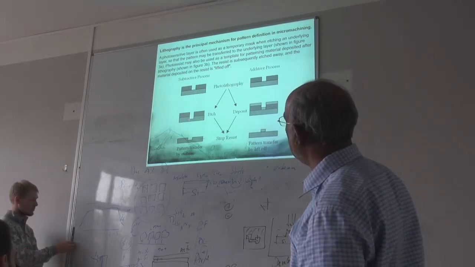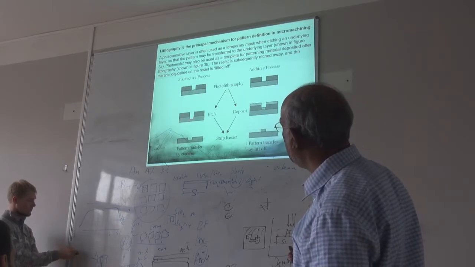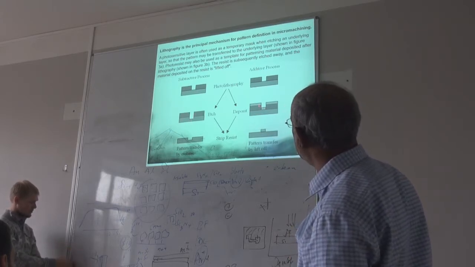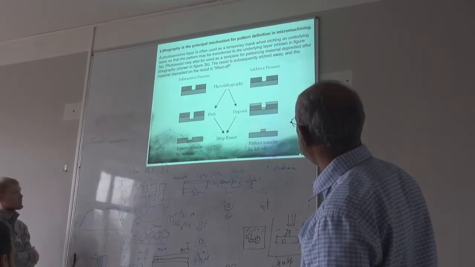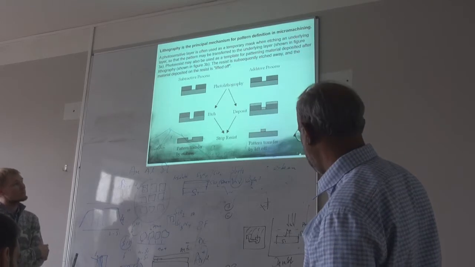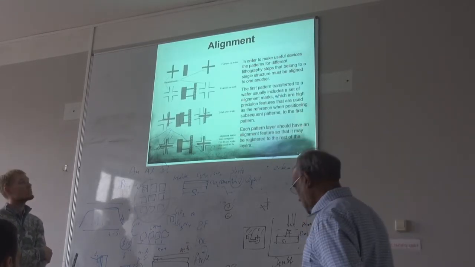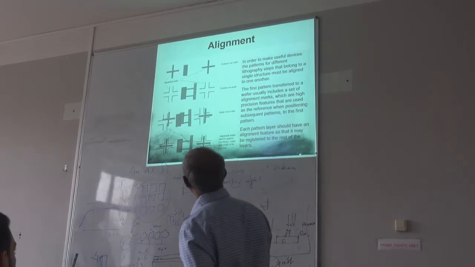So this is positive photoresist. That means if you expose this part, you can etch. Negative photoresist means only that part stays there, right? So you can see that one. So this is what I want to show, the alignment. So these are the alignment marks.